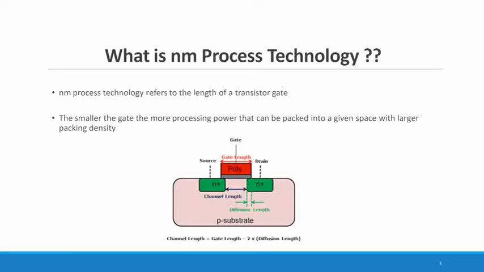So it's nothing that difficult. It's basically the gate length. If the gate length is 10 nanometer, it's 10 nanometer process technology. If it's 3 nanometer, then it's 3 nanometer process technology, and that's it.